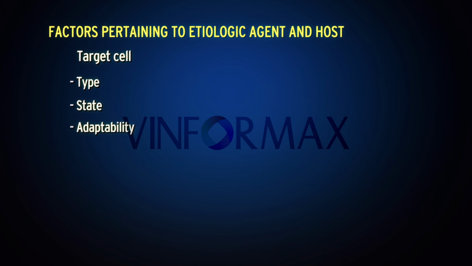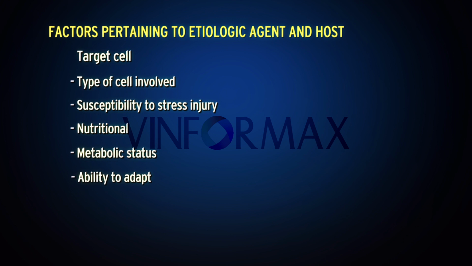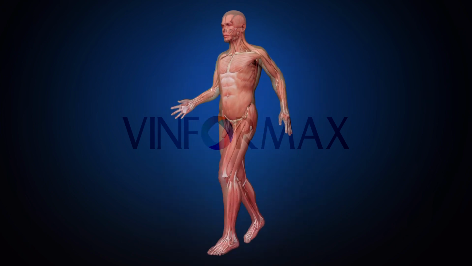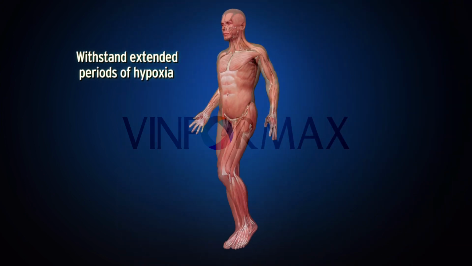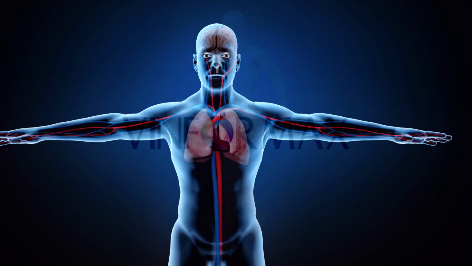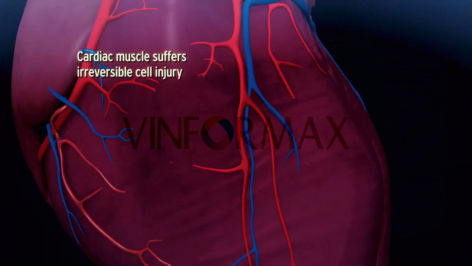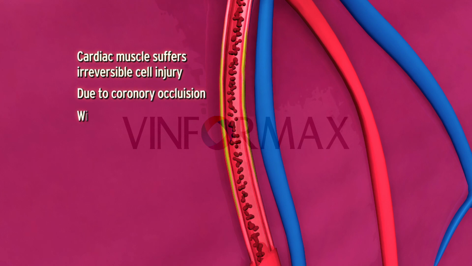Type, state, and adaptability of target cell. The type of cell involved in the stress, its susceptibility to stress injury, its nutritional and metabolic status, and its ability to adapt to hostile environment determine the extent of cell injury. Example: the oxygen dependency of skeletal and cardiac muscle. Skeletal muscle can withstand extended periods of hypoxia, whereas cardiac muscle suffers irreversible cell injury due to coronary occlusion within 20 minutes.